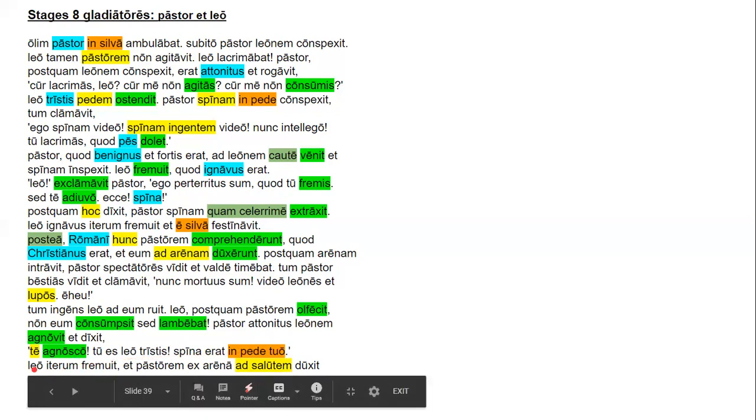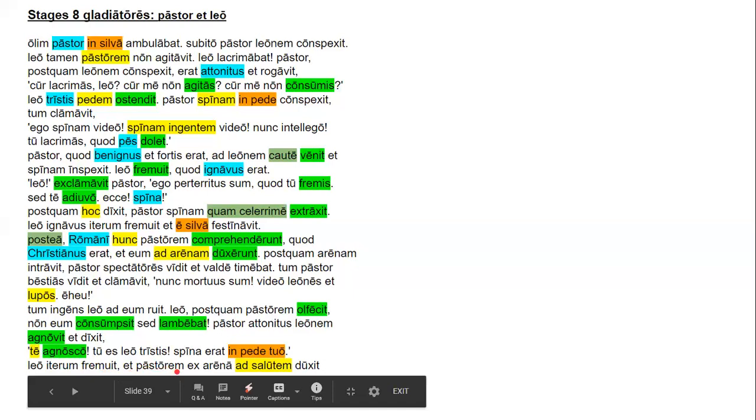Almost there, last sentence. Leo iterum fremuit et pastorem ex arena ad salutem duxit. So Leo, nominative subject, iterum, adverb, again, fremuit, perfect tense form of fremo, meaning to roar. He roared. Et, so it is a conjunction, letting you know that there's another main verb.